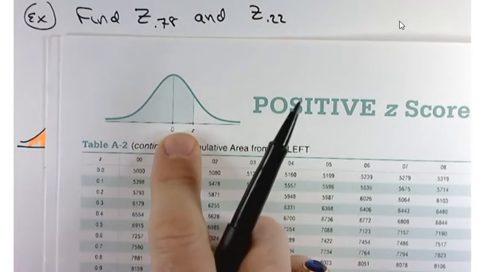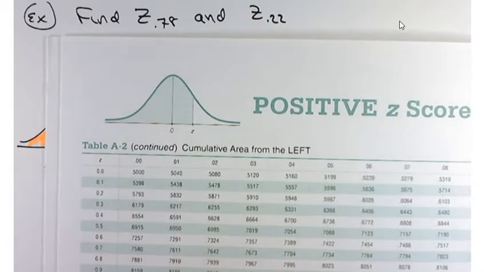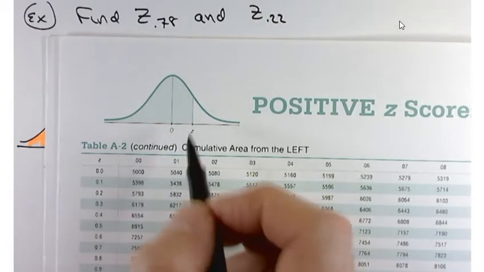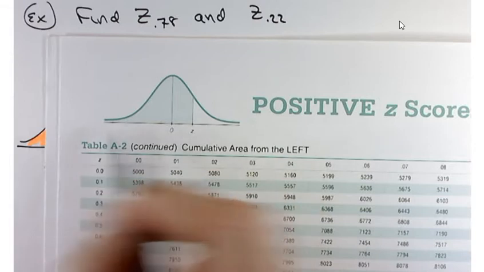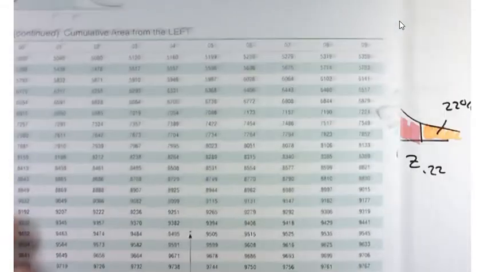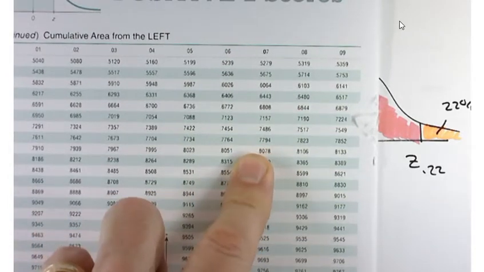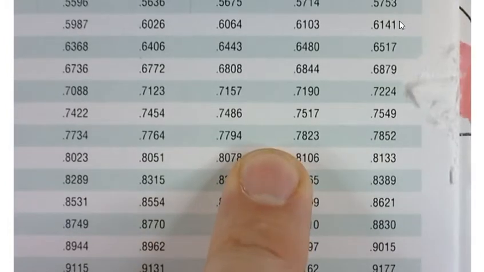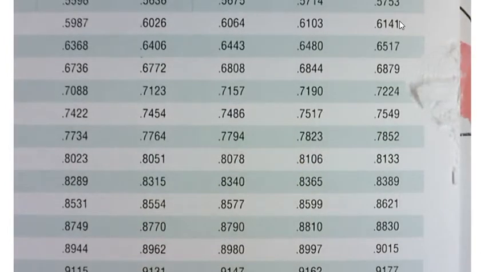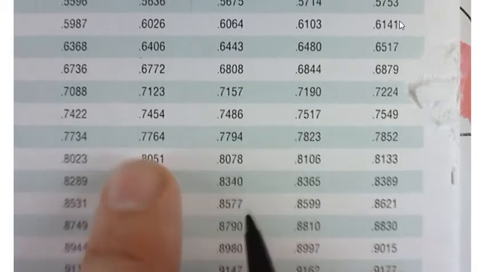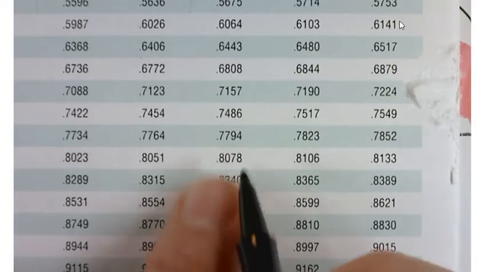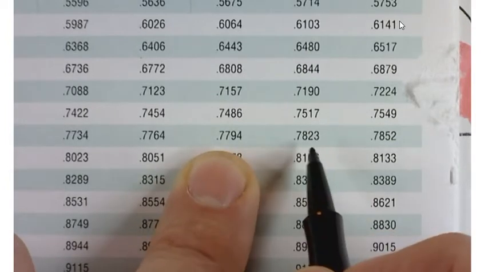Now again, your tables show you the area to the left of this z value. So that area has to be about 0.78. In looking at your table, it's somewhere between these two values. And if you think carefully about it, 0.780 is closer to 0.7794 than it is to this one.